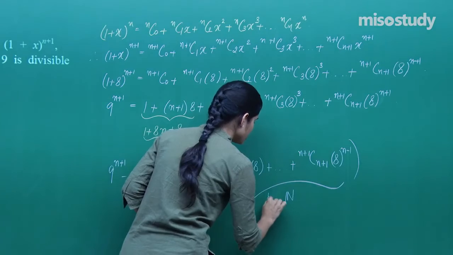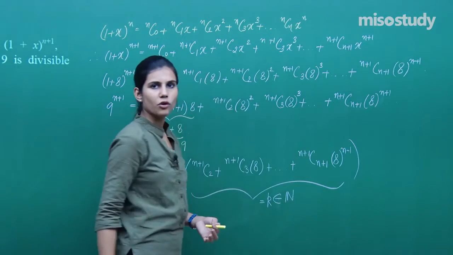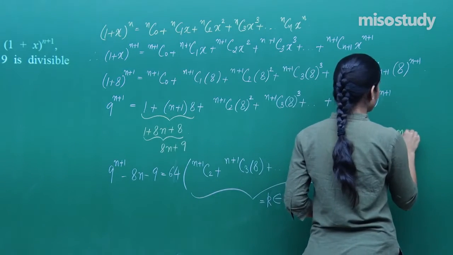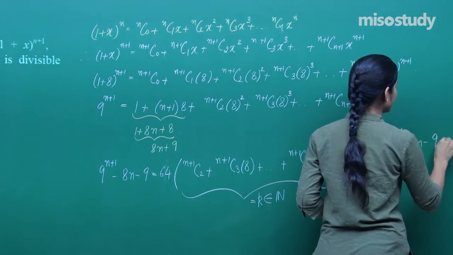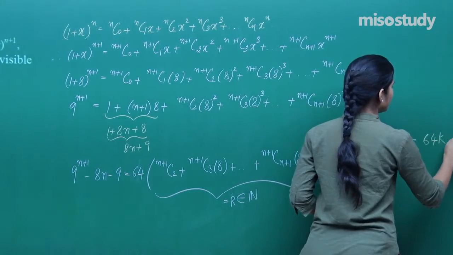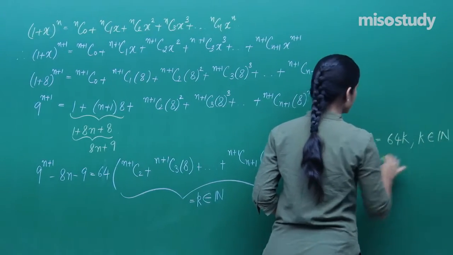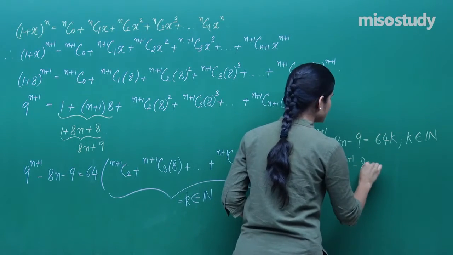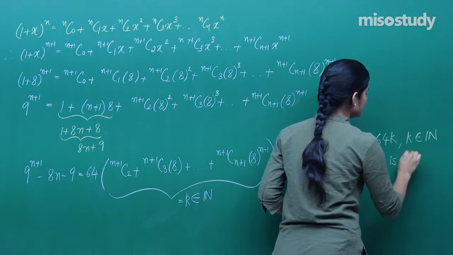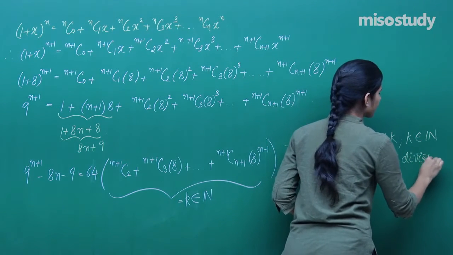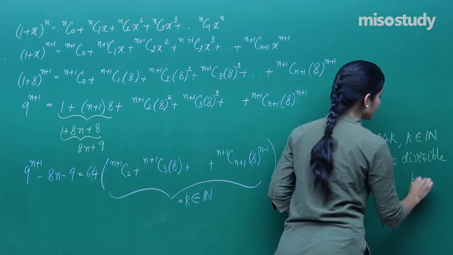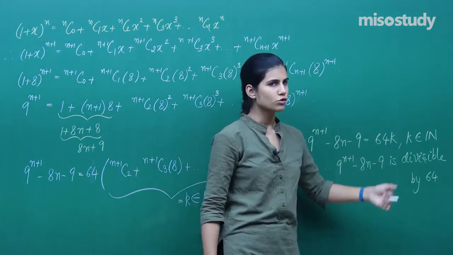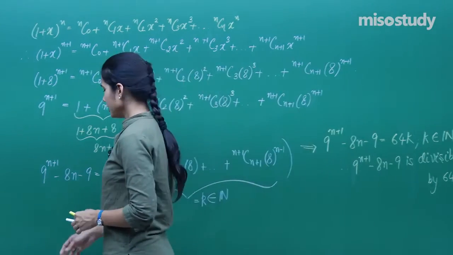Let me say this is equal to k, which belongs to the set of all naturals. So we have 9^(n+1) - 8n - 9 = 64k, where k belongs to the set of naturals. Therefore, 9^(n+1) - 8n - 9 is divisible by 64. That means when you divide this expression by 64, you get k as the quotient and 0 as the remainder.